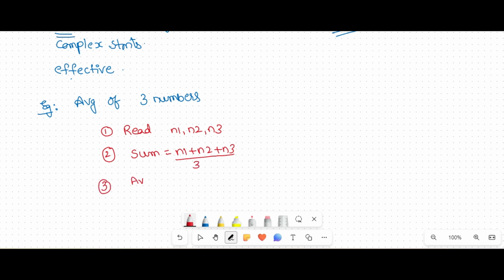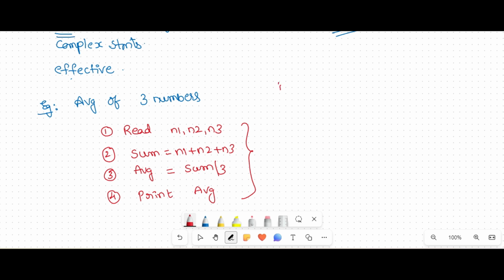Then average we have to calculate now. So sum is simply n1 plus n2 plus n3. Now average we have to calculate. Average equal to sum by 3. And finally, the last one is we have to print the result. So print average. This is the algorithm for the average of 3 numbers.